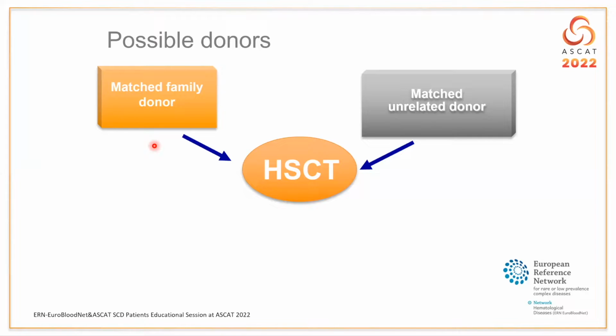So if we don't have a matched family donor within the family, an HLA identical sibling, we can start the search for a matched unrelated donor worldwide. Again, it is not so easy to find a matched unrelated donor, because we must have a very good degree of compatibility between the donor and the recipient, if possible 100% compatibility. So unfortunately, so far, in the majority of cases, it was not possible for children or adolescents or young adults affected by sickle cell anemia to go to the transplant because of the lack of a compatible donor.